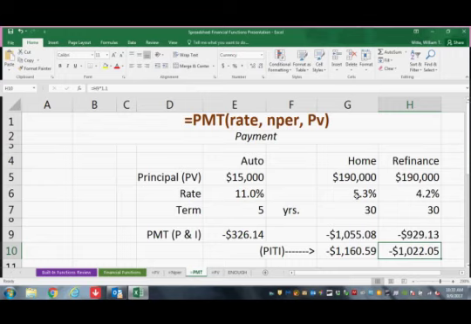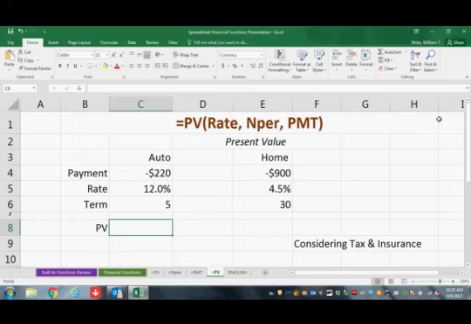Okay, so interest rate really matters when you're taking out a loan. Just a little bit of change can make a big difference in your payment. One more function, probably the most useful in my opinion. Now, when you go to buy a car or a home, how do you decide which car or which home or what you can afford?